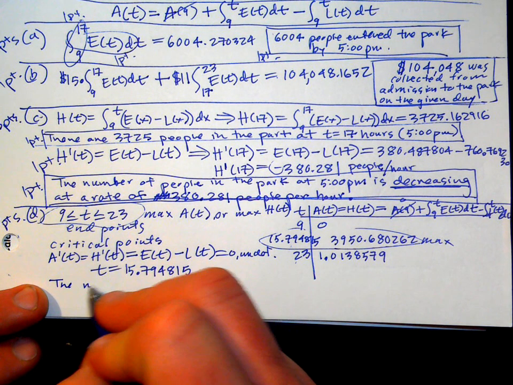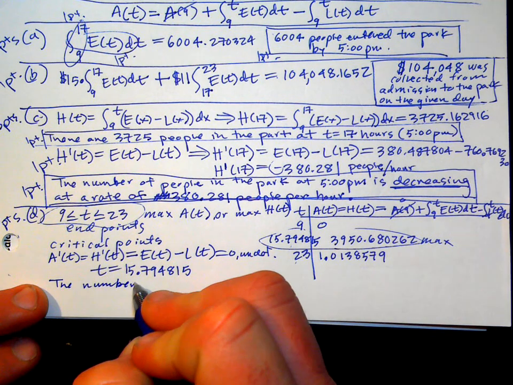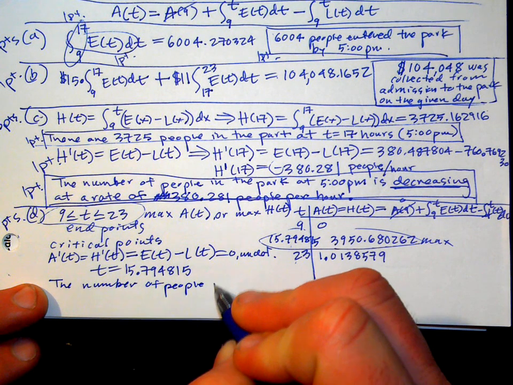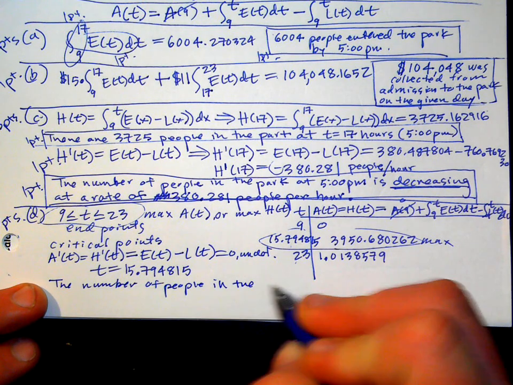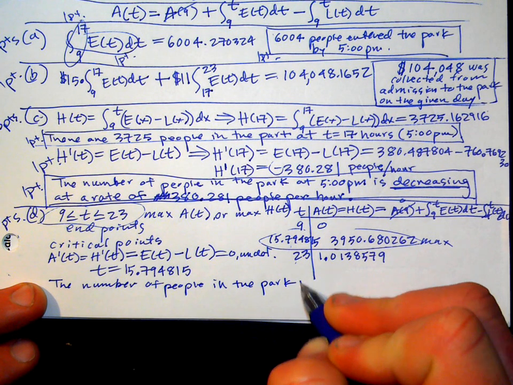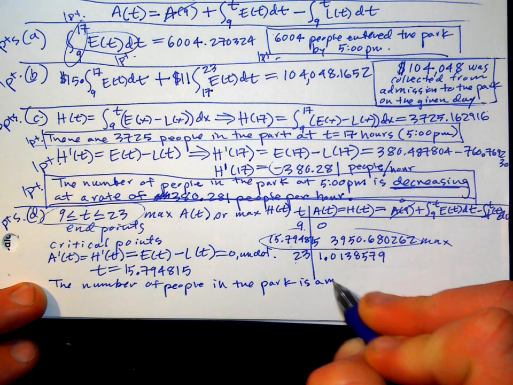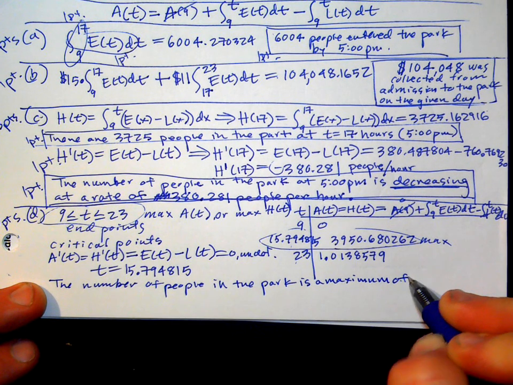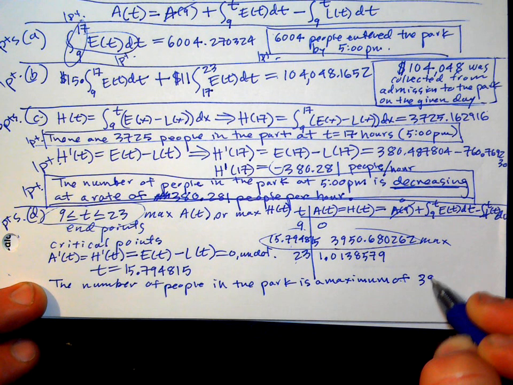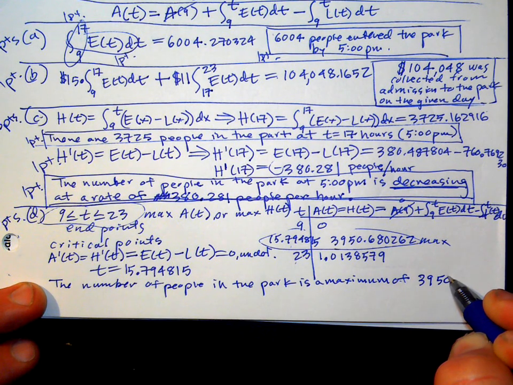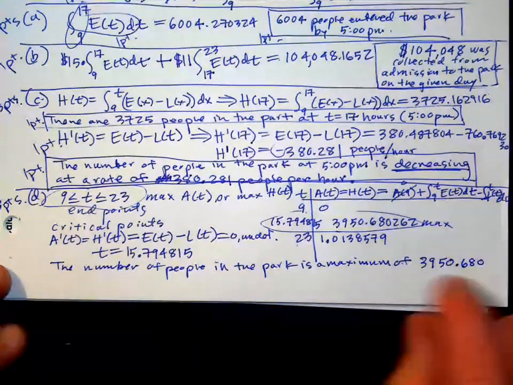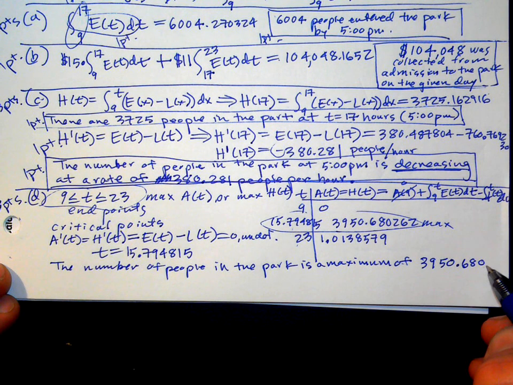The number of people in the park is a maximum of 3950. Now, did they say to round to the nearest whole number? I mean, maybe it'd be fine. I'm assuming, I don't know. It's a little sketchy here.